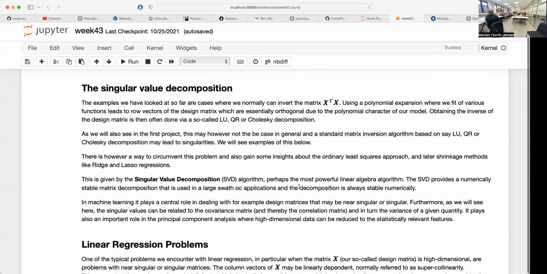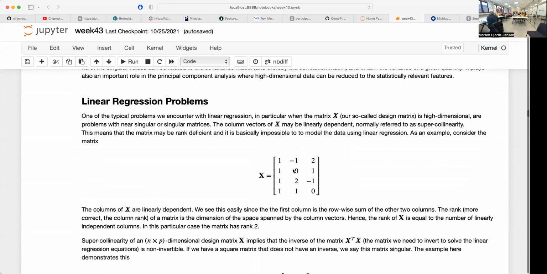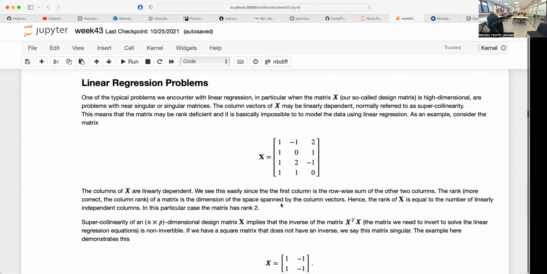If we have a matrix like the one you see here, suppose this is your design matrix where we have the intercept and then some values. The first column is the row-wise sum of the other two columns. The rank, or column rank, of a matrix is the dimension of the space spanned by the column vectors. So the rank of this matrix X is equal to the number of linearly independent columns. In this particular case, the matrix does not have rank 3, but rank 2.